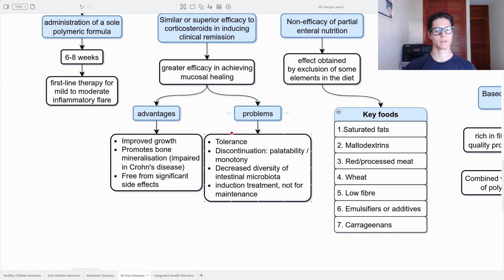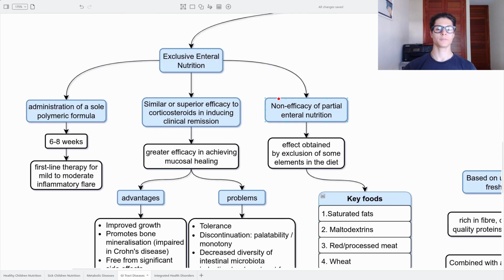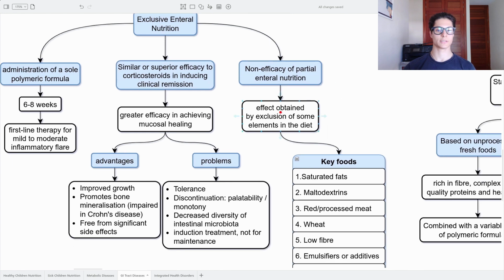The problems, though, are the tolerance, the discontinuation due to palatability and monotony of the diet, the decreased diversity of intestinal microbiota, and an induction treatment, not for maintenance. And you have to know that there is a non-efficacy in partial enteral nutrition, so when we combine the enteral one with the diet, because the effect is obtained by the exclusion of some elements in the diet.